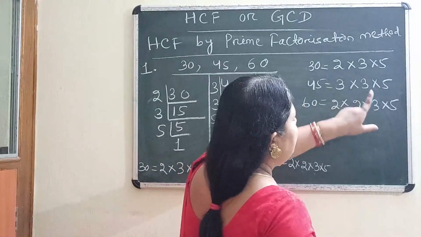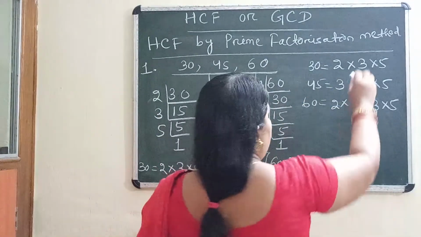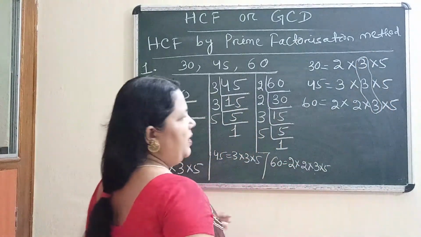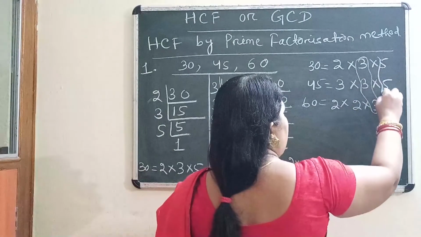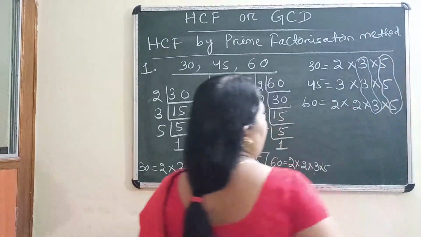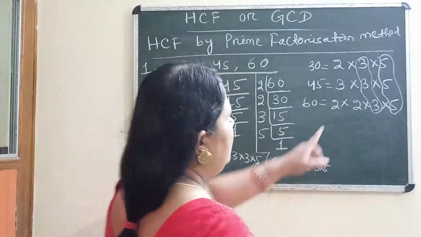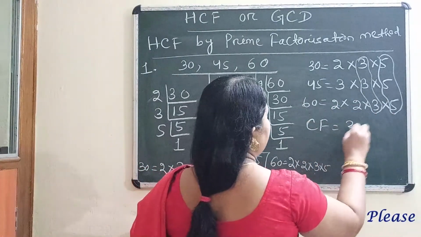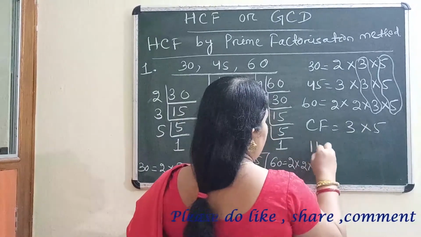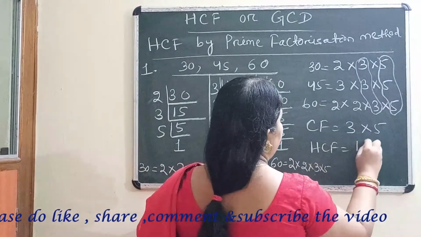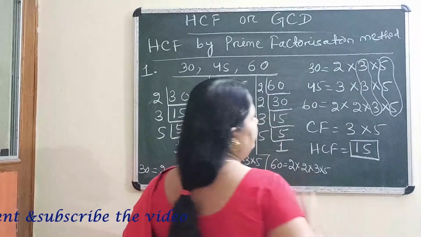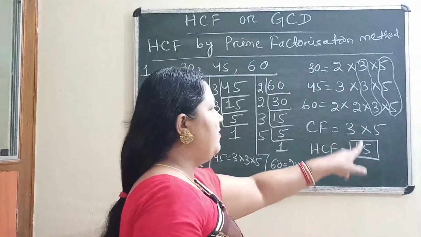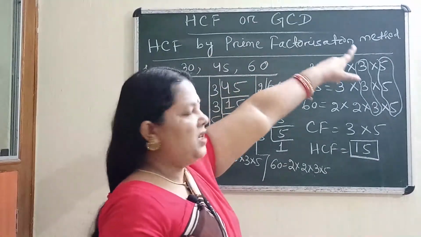3 is here, 3 is here, 3 is here. So 3 is common in all the cases. Another common we are finding here is 5. Only these two are common. So common factors, what did you get? 3 into 5. So HCF equals 3 5s are 15. So this is your highest common factor by the prime factorization method.